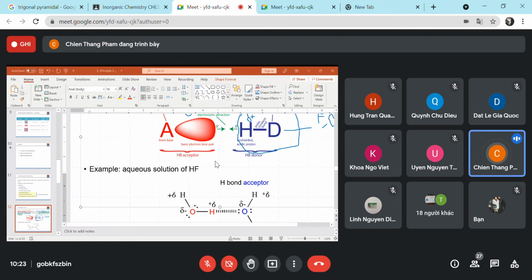Okay, so now let's come back to the discussion question. Do you have any ideas about this kind of question? So the aqueous solution of hydrogen fluoride. How many types of hydrogen bonding?